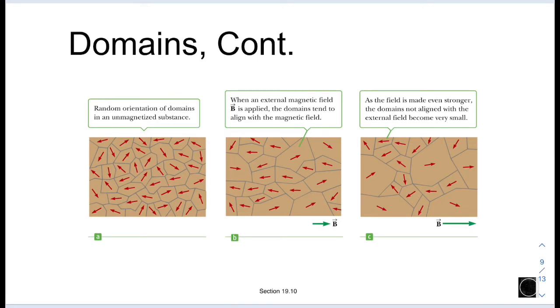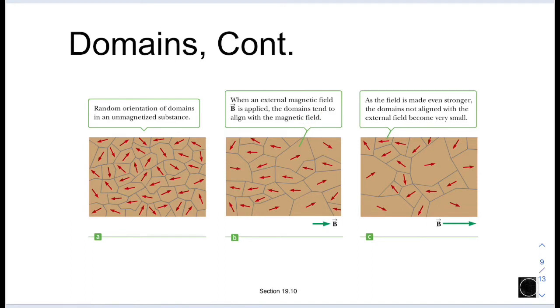What do we mean by domain? A domain is actually a bundle of atoms having the same alignment of spin. So this is one domain, this is another one, this is another one, and so on. When an external magnetic field B is applied, the domains tend to align with the magnetic field.